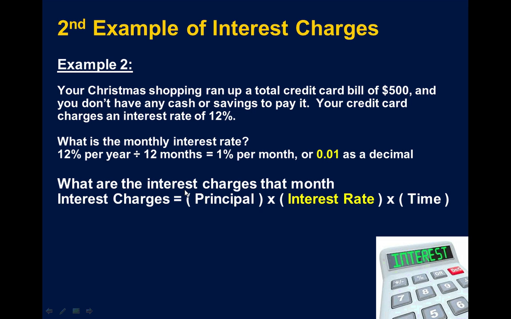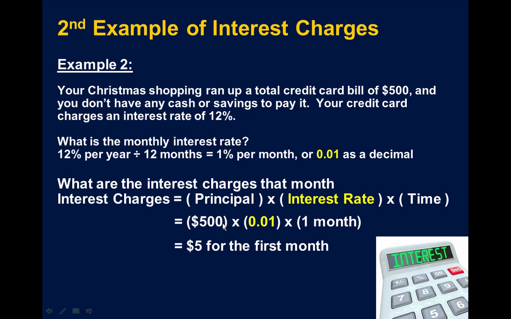What are the interest charges? Well, principal times interest times time. $500 times 1% times 1 month. Remember what I said? 1% is moving the decimal 2 places over, and I get $5 for the first month. It doesn't seem like a lot, but remember, you're going to pay 40, 50, 60 bucks in a finance charge for just not paying off the whole balance. So be careful. If you can't pay off the balance, it spirals downward quickly for you.